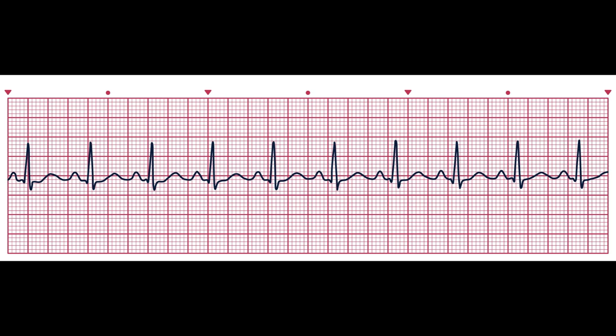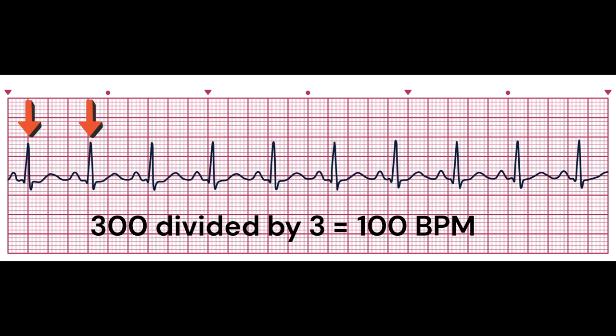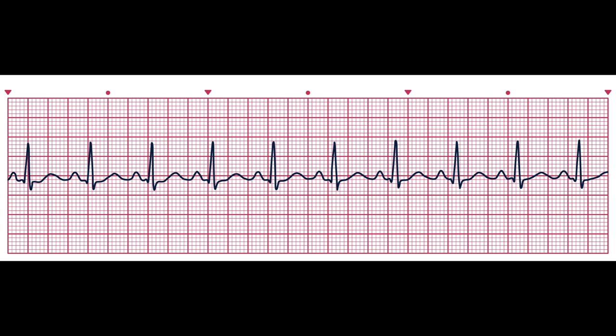In this example, we count 3 large boxes between 2 QRS complexes as indicated by the arrows. We then divide 300 by 3 large boxes and we get 100. Therefore, the heart rate in this strip is 100 beats per minute. The 300 method can only be used on regular rhythms and not on irregular rhythms.